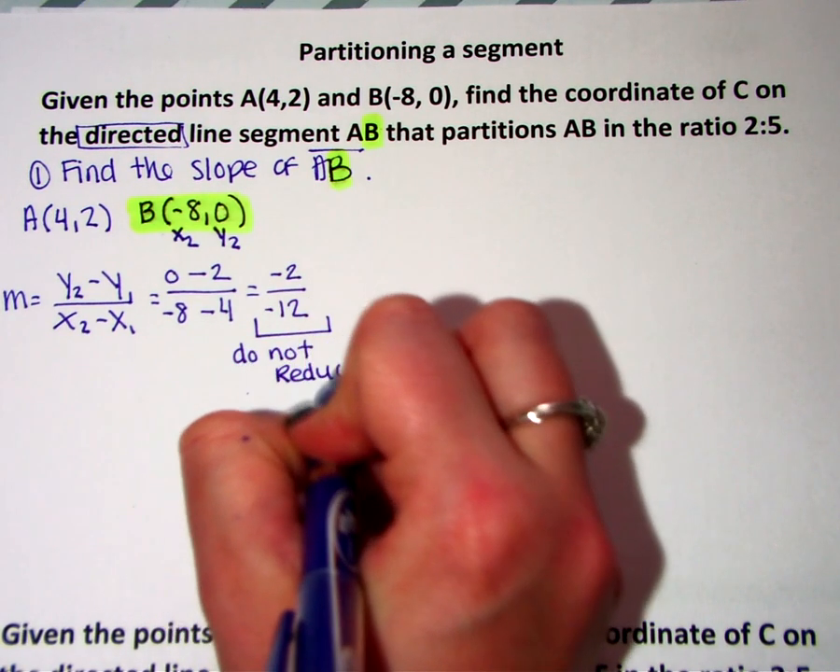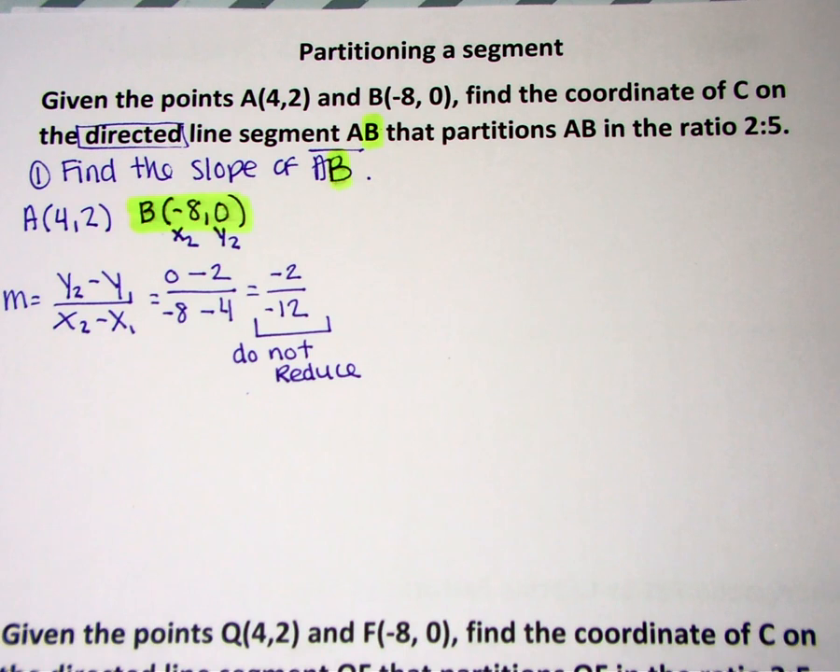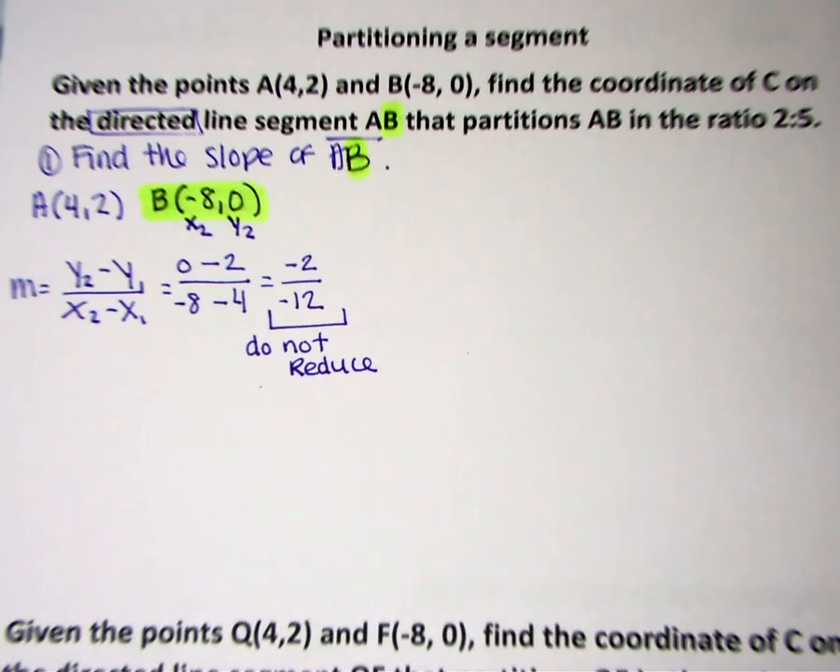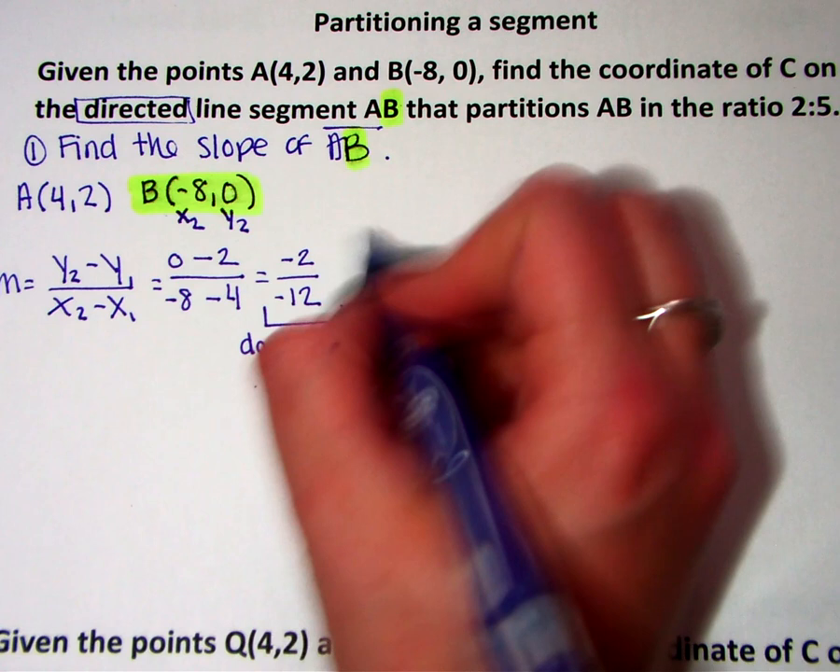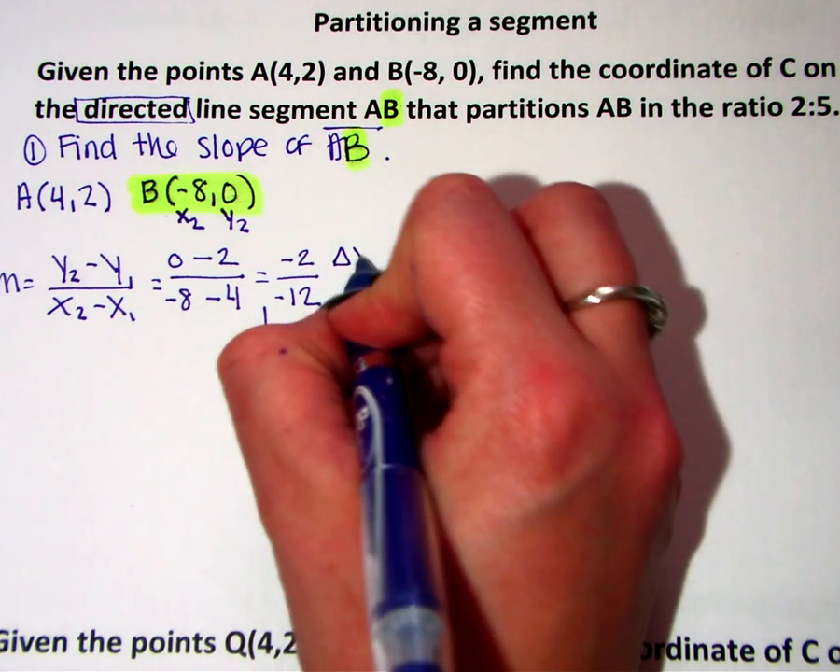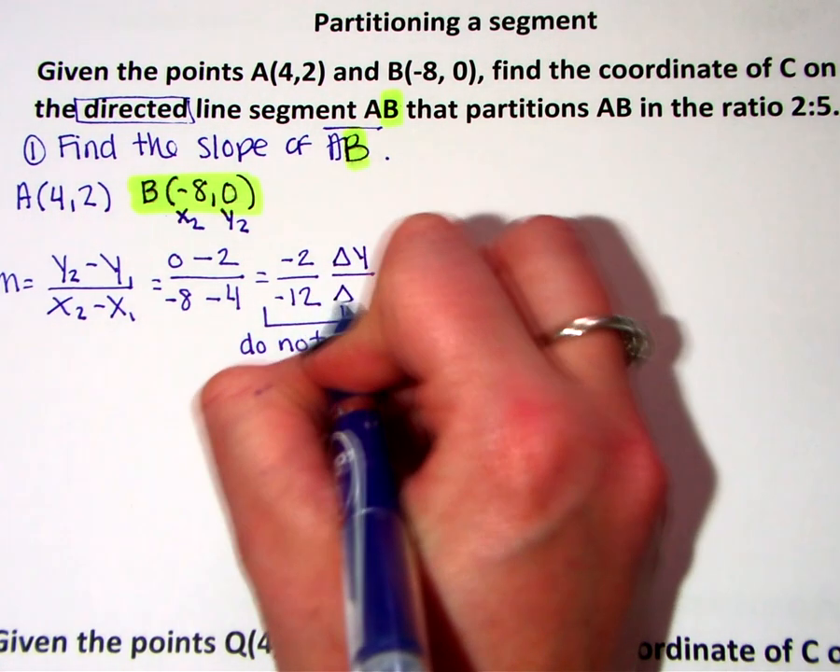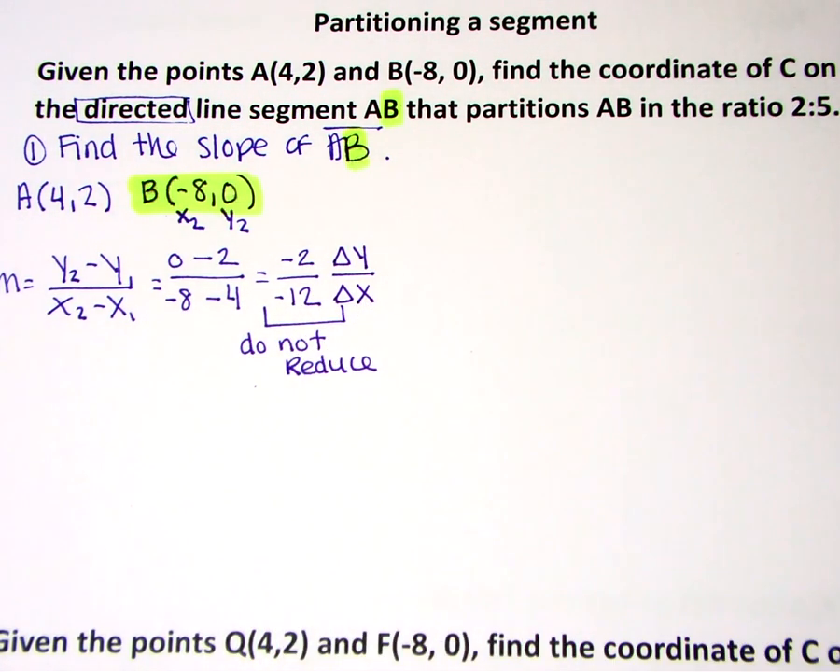So we're not going to reduce that fraction. We are not going to simplify it at all. We want to keep it the way it is. Remember, we want to make sure that we're labeling. The top portion is my change in Y. The bottom portion is my change in X. That makes a difference. You have to pay attention to the formula, which is why we spend so much time using the formula correctly. That's step 1.